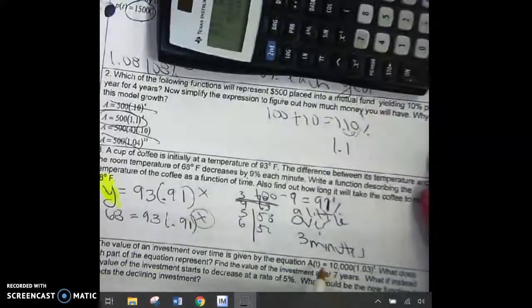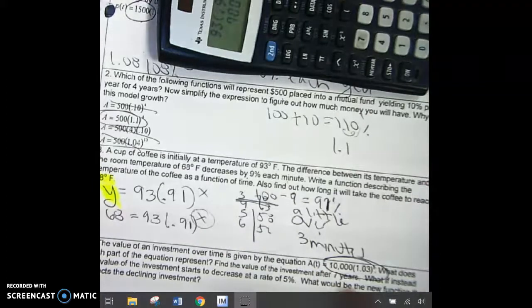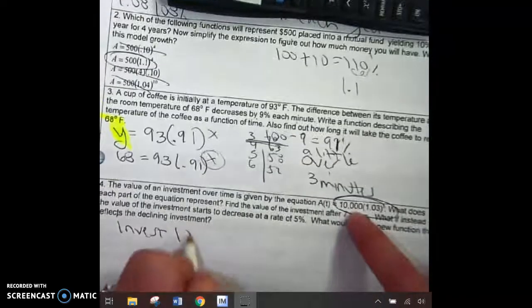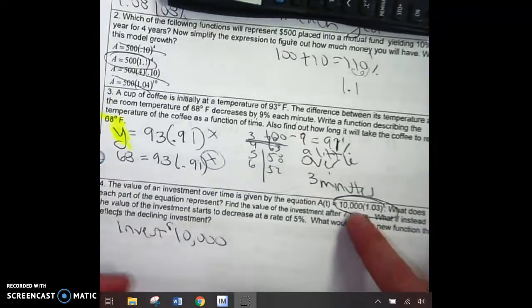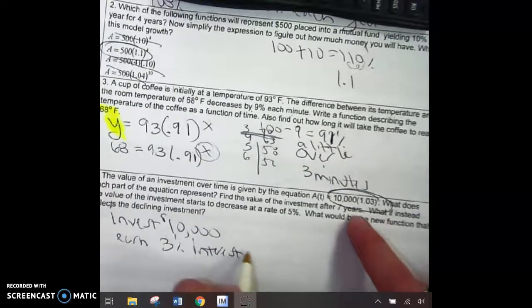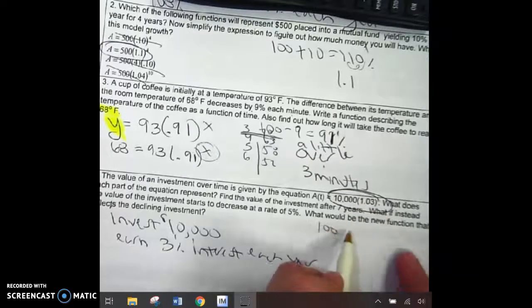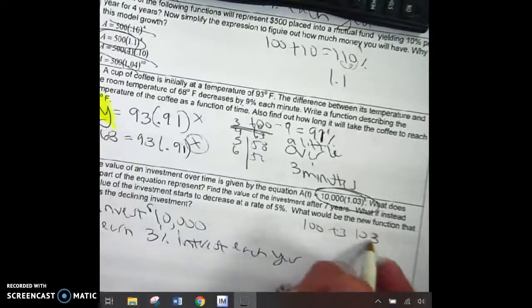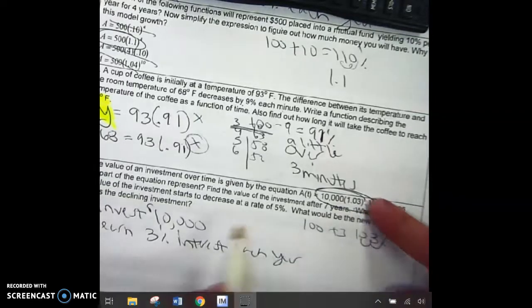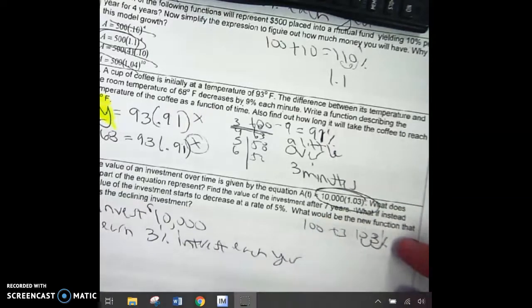All right, so we have this. What does it represent? I initially invest 10 grand. And then I earn 3% interest each year. Okay? Because I started with 100% plus 3% is 103%, 1.03. What is each part of the equation? So T represents time, which is years, and A represents how much money I'm going to have.